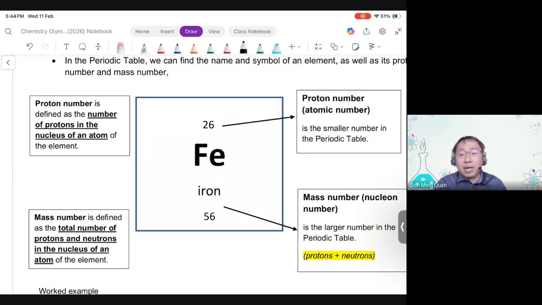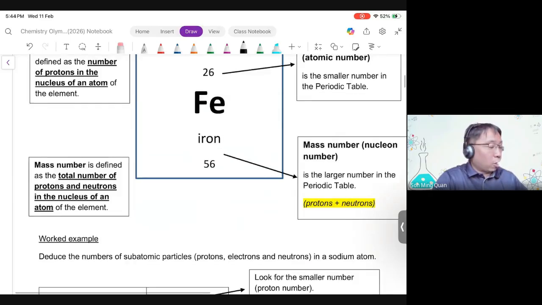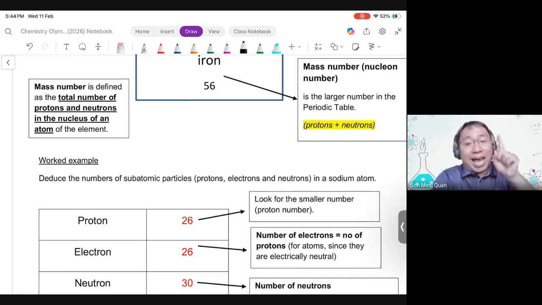So, proton number is the number of protons in the nucleus of an atom of the element. Proton number is also known as the atomic number, and that is the smaller number of the elements in the periodic table. In the case of iron, it has a proton number of 26. So iron has 26 protons. If iron has 26 protons, it also has 26 electrons in its atom, because atoms are electrically neutral, so the number of electrons is equal to the number of protons.